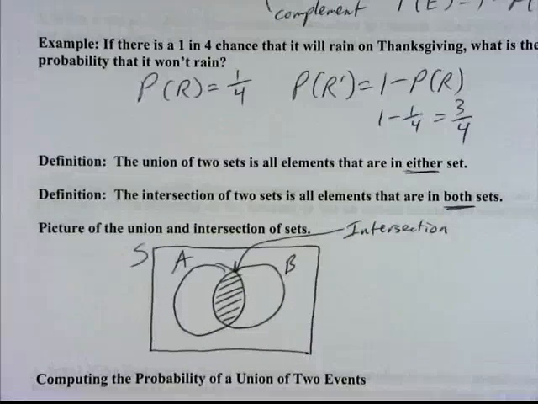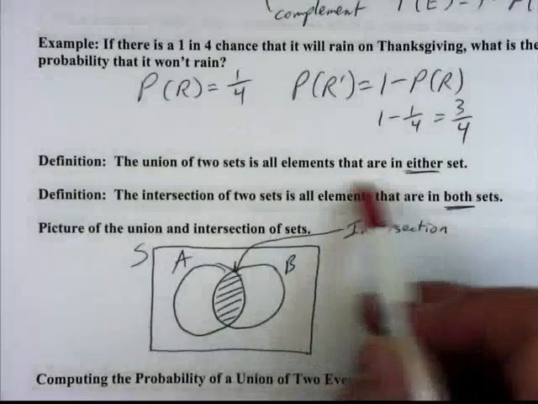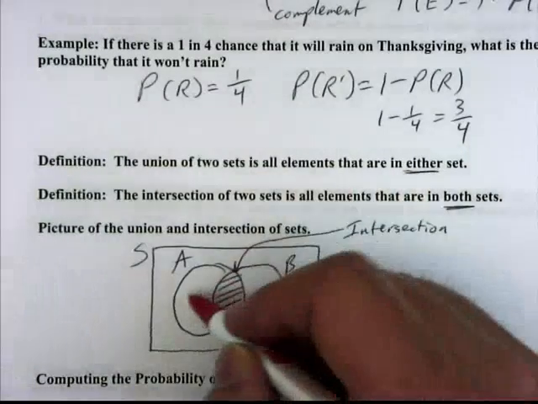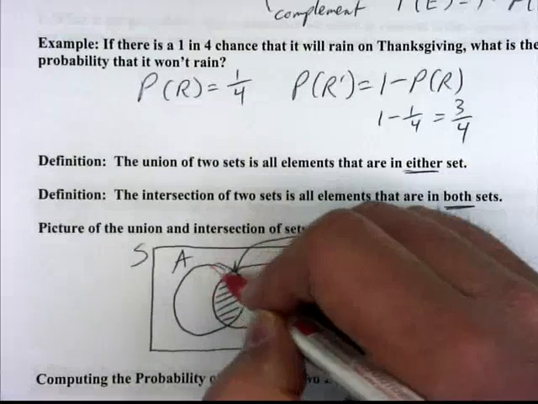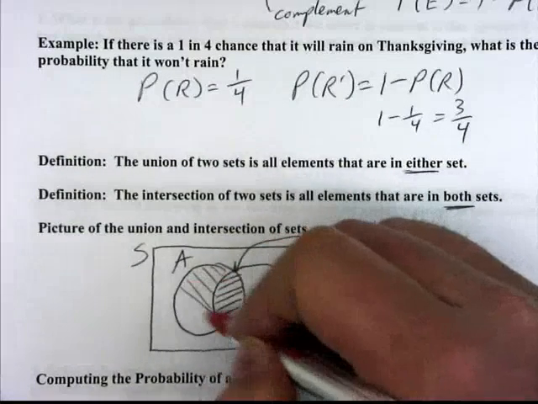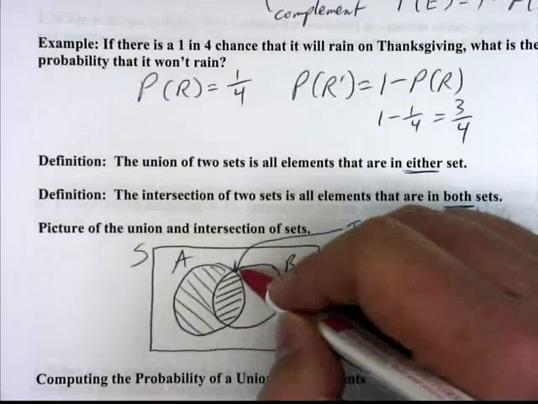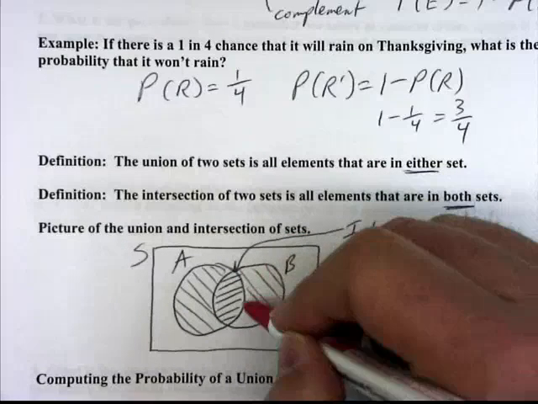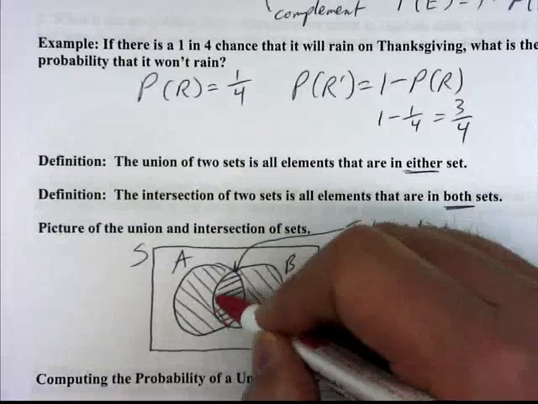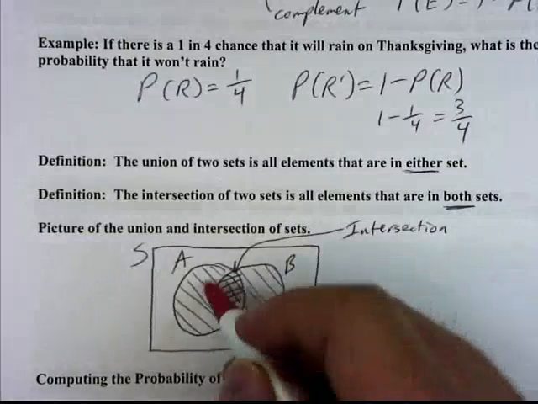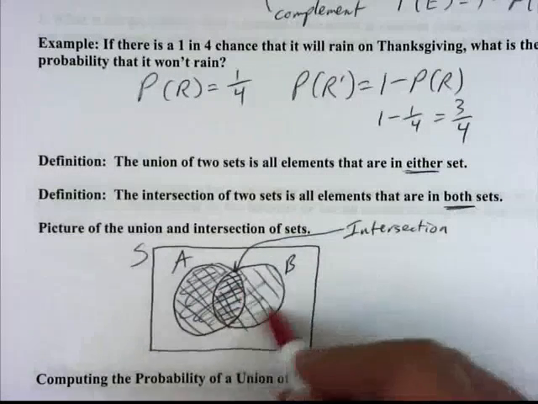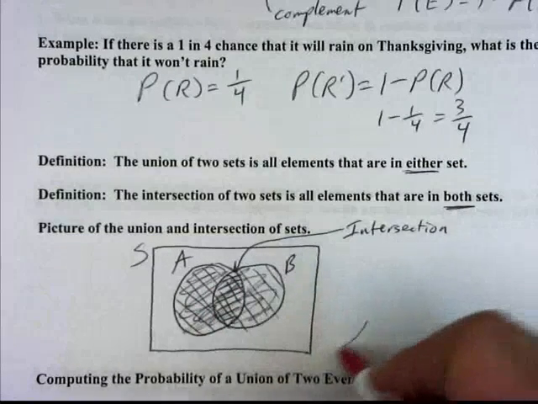All righty. And if we're looking at the union, it'd be everything that's in either set. So it'd be the stuff over here, the stuff over here, and the stuff in the middle here. Okay, so all of this would be the union.